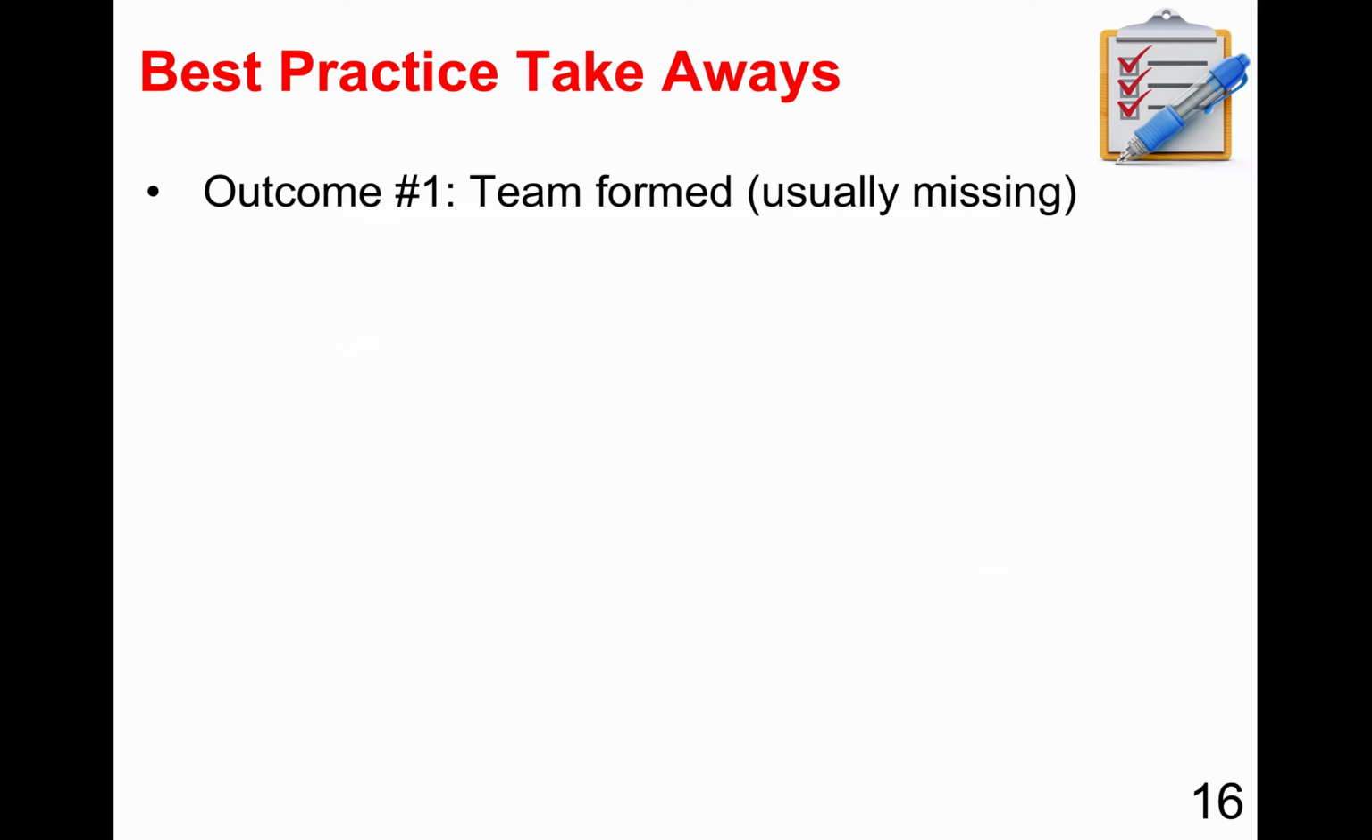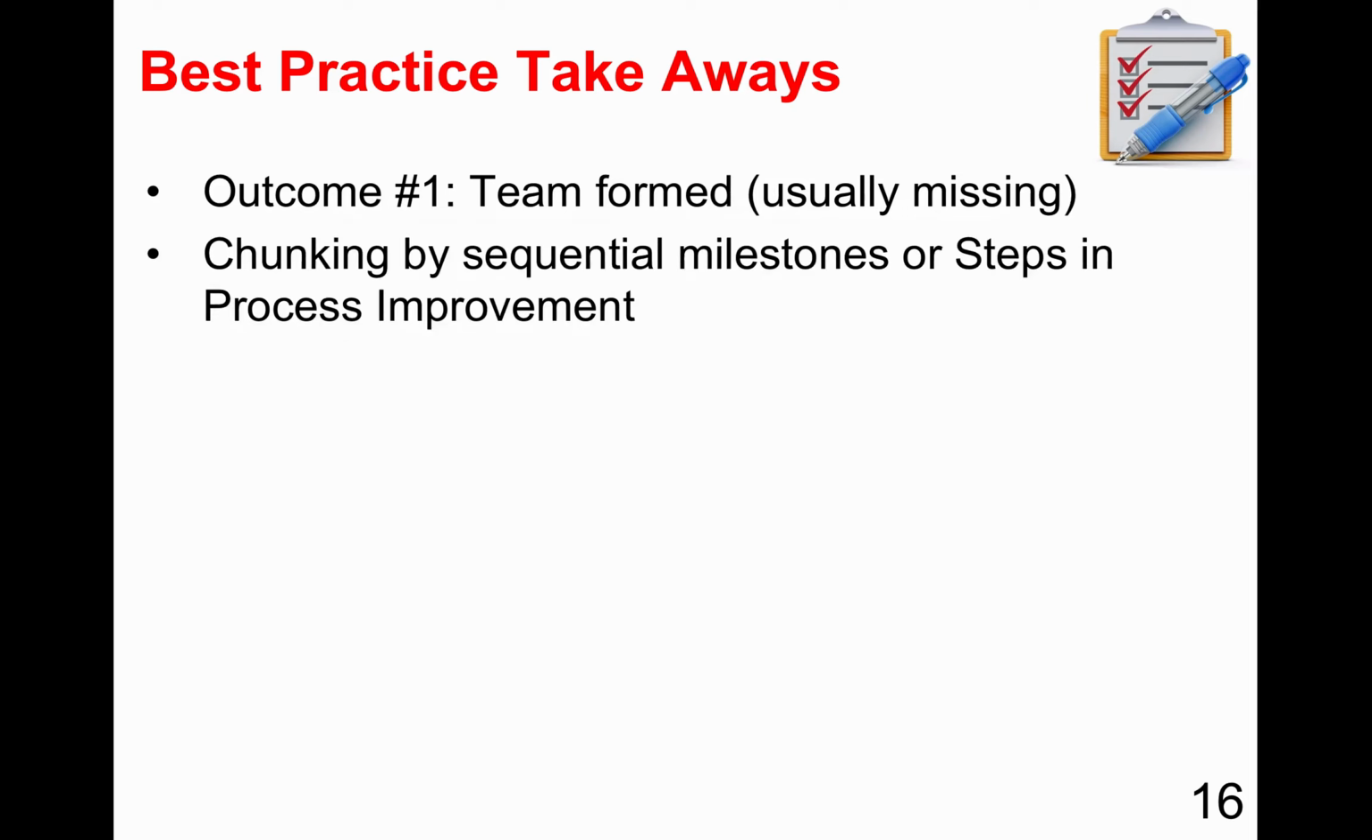First, they had outcome number one, team formed. That's usually missing. We take it for granted. But what is the nature of the team that you want? And make that the first outcome. Second, what was the chunking logic? How did they organize the set of outcomes? In this case, it was by sequential milestones or the various steps in process improvement. You can chunk in other ways. You could chunk by function and who's involved in each of those. Departments. There are several ways to chunk. I have a whole section on that later.